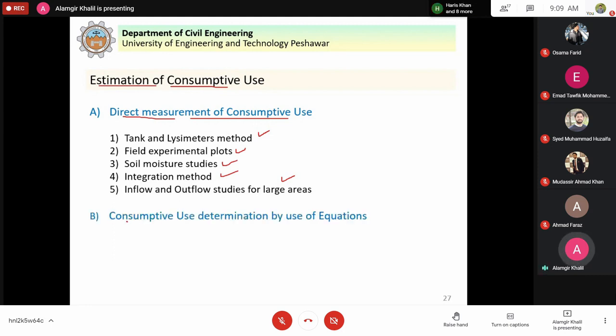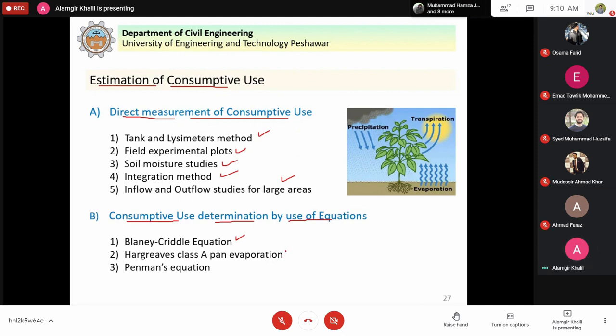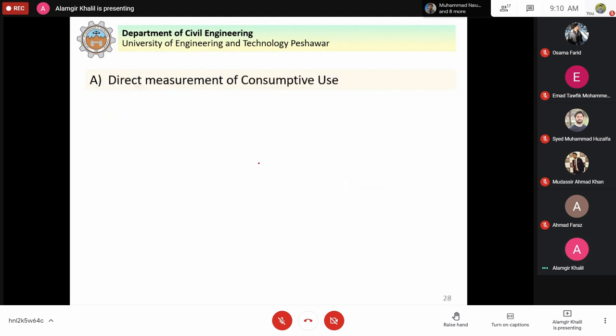We can also calculate this consumptive use by use of equations that were developed. Those equations include the Blaney-Criddle equation, Hargreaves plus pan evaporation, and Penman's equation. We will discuss these methods briefly in detail. First, we have direct measurement of consumptive use by tank and lysimeters. So how do we measure it?